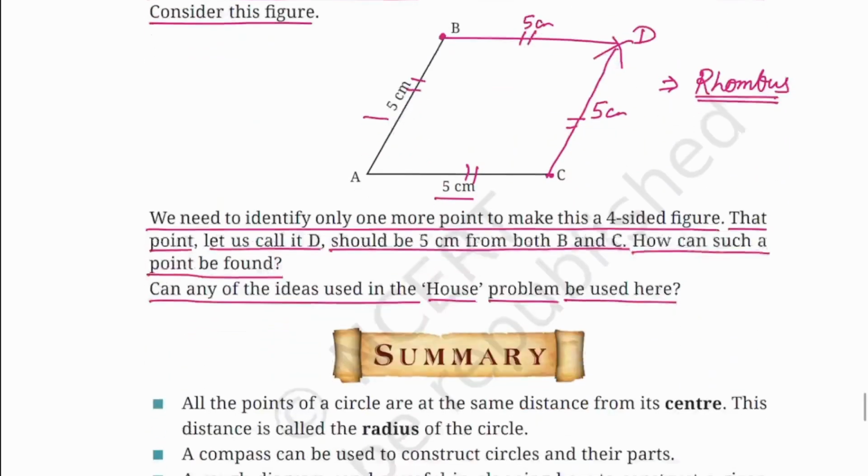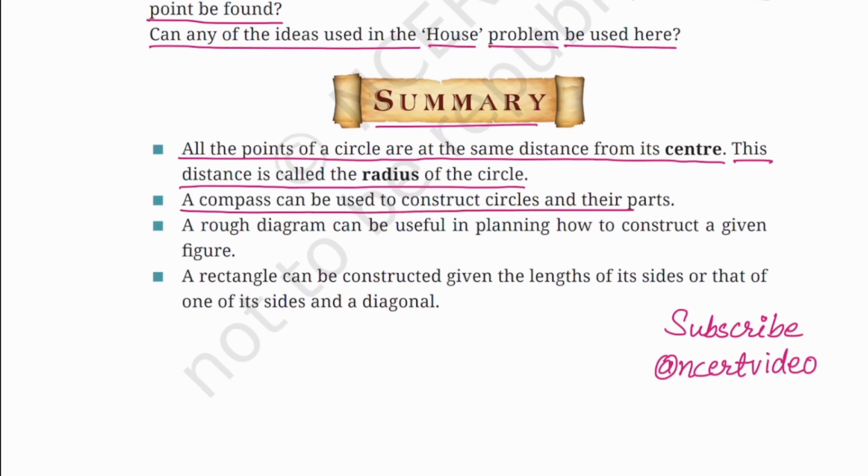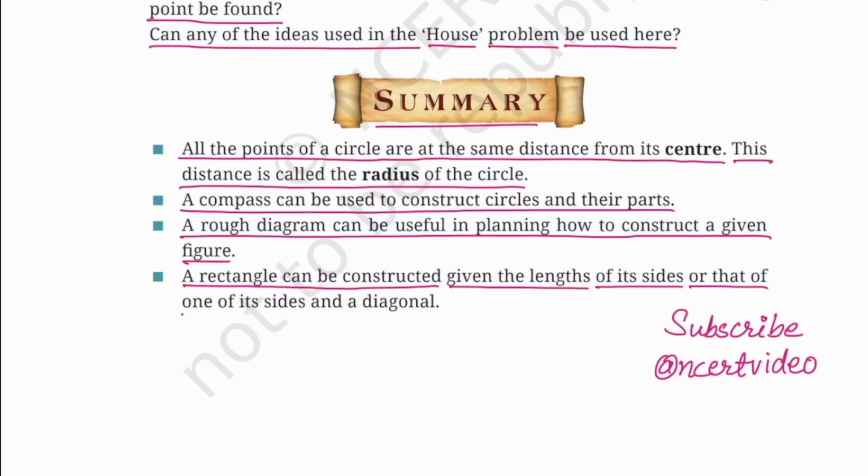Summary. All the points of a circle are at the same distance from its center. This distance is called the radius of the circle. A compass can be used to construct circles and their parts. A rough diagram can be useful in planning how to construct a given figure. A rectangle can be constructed given the length of its sides or that of one of its sides and a diagonal.